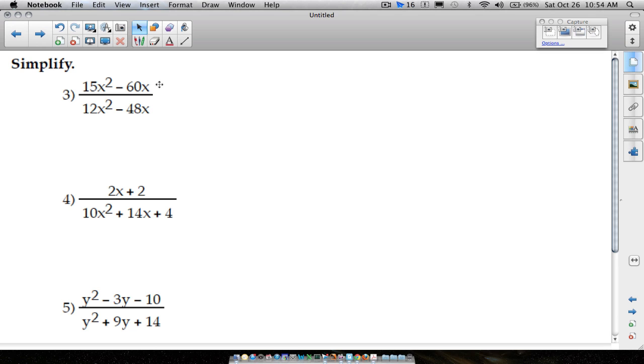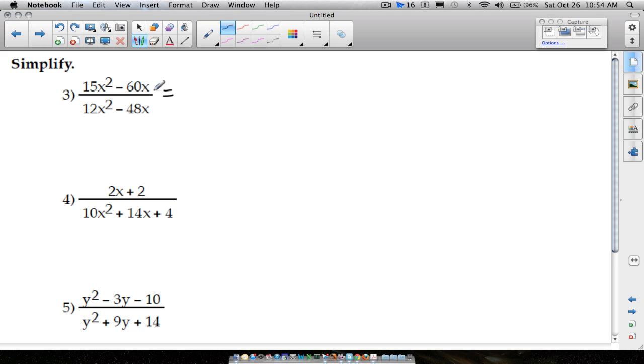On to number 3, 4, and 5. We need to simplify. I've mentioned this in class. You don't want to cancel out the x squared. You don't want to cancel out the x's. You don't want to take 15 divided by 12 and 60 over 48. You can't do any of that stuff. What you need to do is turn this stuff up here at the top into a multiplication problem. You need to factor. We factor, then cancel.